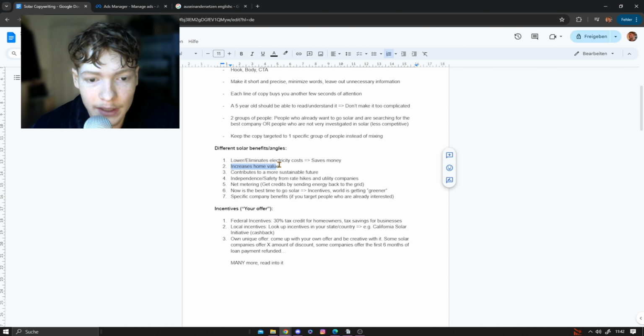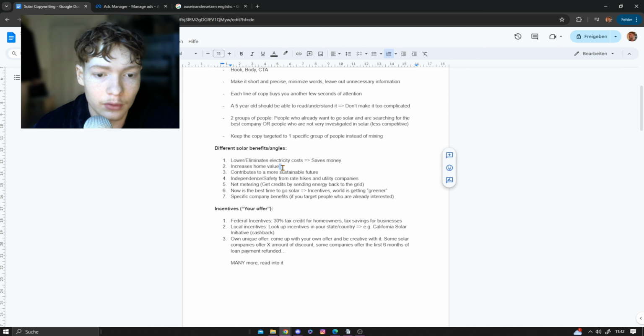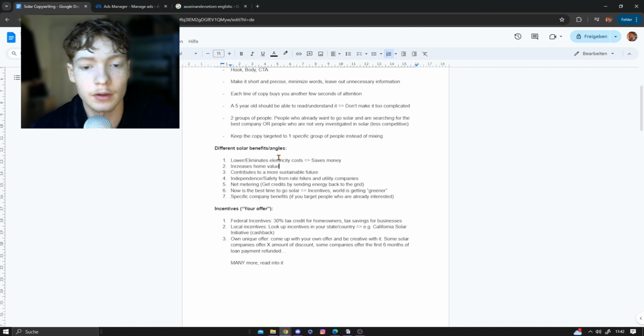Then we got the second benefit or angle, which is increases home value. Again, this is very, very different from the first one, because if we target people who want to increase their home value, this is a very different kind of people. Maybe they own property, maybe they own real estate, and they got people living in there, and now they want to install solar to increase the home's worth and make more money.